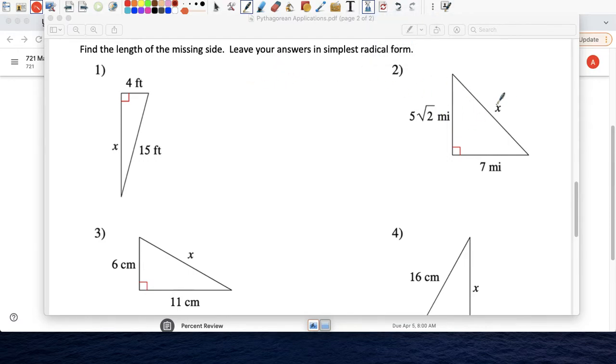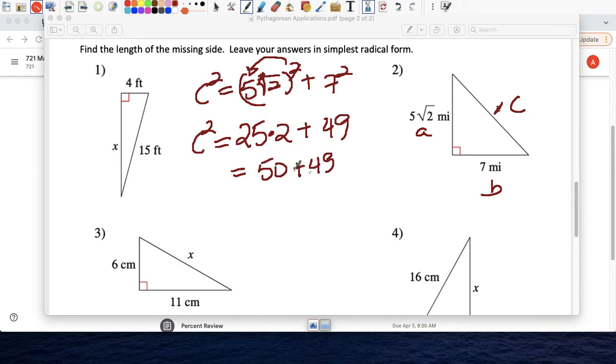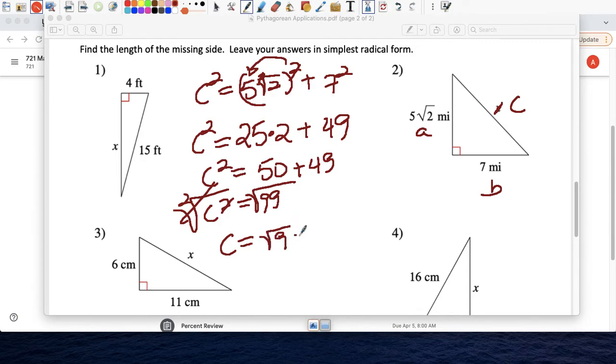This one, number 2. So x, let's call it c. So we have c squared equals 5 radical 2 to the second power plus 7 to the second power. Let's call that a or b. C squared equals, and again, think about this, what's happening here is 5 to the second power, which is 25, times, and what happens to the square root when the square root is raised to the second power? It just becomes 2. And then 7 to the second power is 49, so we have 50 plus 49, which is 99. Take the square root of both sides. That goes away. And then square root of 99, can we change it to anything? 9 and 11. Yeah, we can change that to square root of 9 times square root of 11. Square root of 9, we know what that is. It's 3. Square root of 11 just stays. So that would be the simplified radical form.